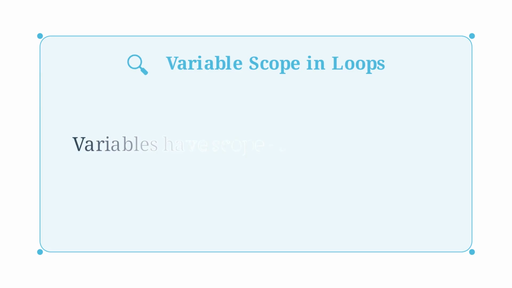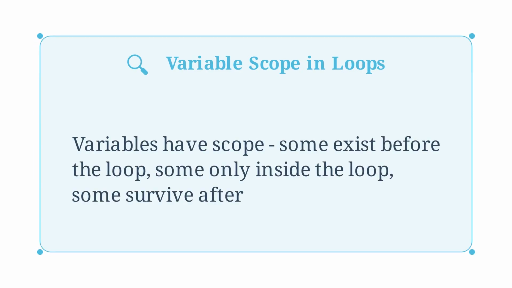Before we trace, let's understand variable scope. Some variables exist before the loop starts. The loop variable only exists during the loop, and some variables survive after the loop ends. This is crucial for understanding memory.